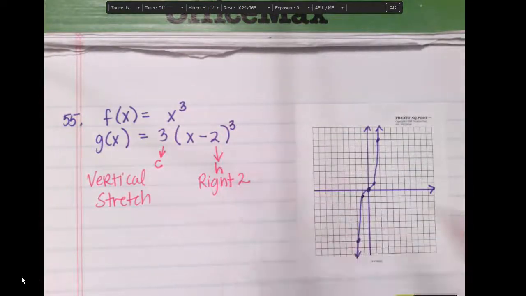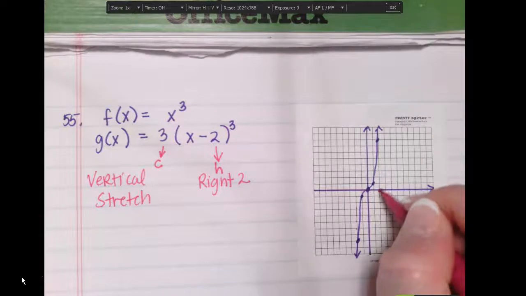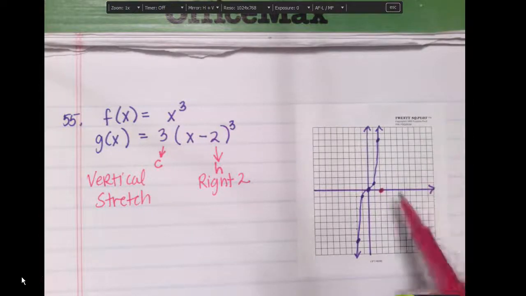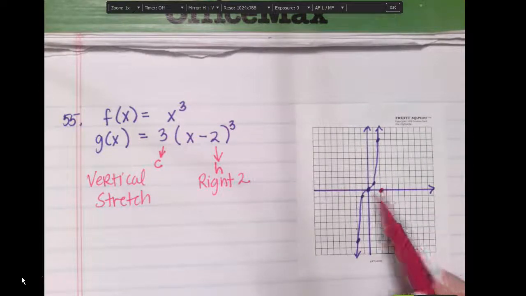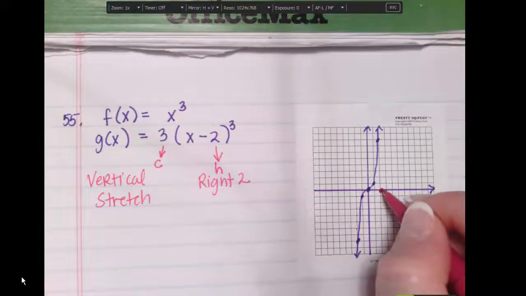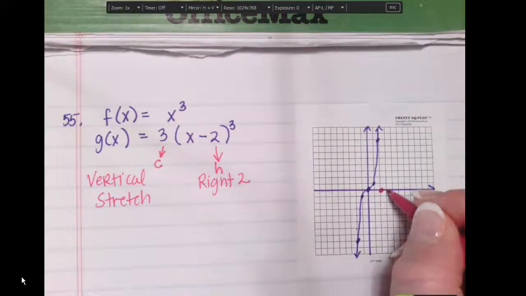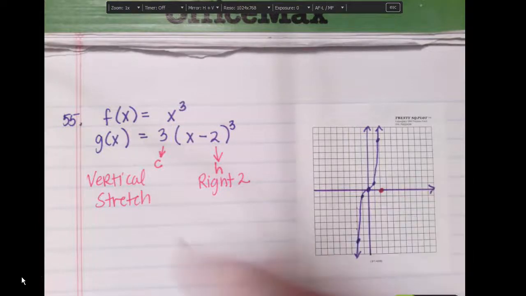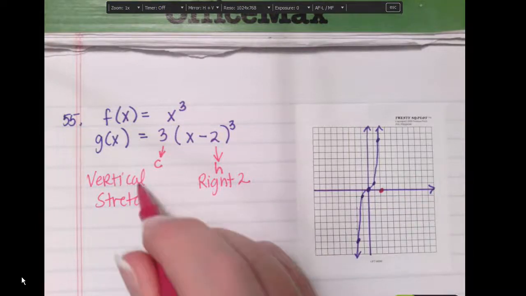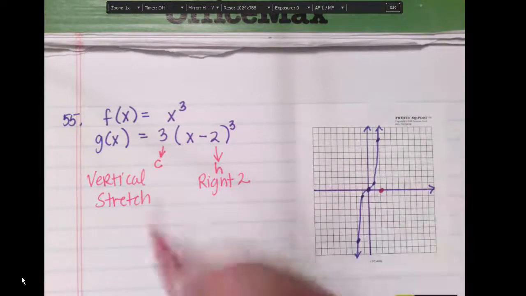So let's go to the right 2, 1, 2, and see what happens. So now my vertex is at 2, 0, and if I go 1 over from there, that's going to be where x equals 3, and then also if x equals 1. So if I'm not sure, this vertical stretch, sometimes it can throw me off with my graphing.